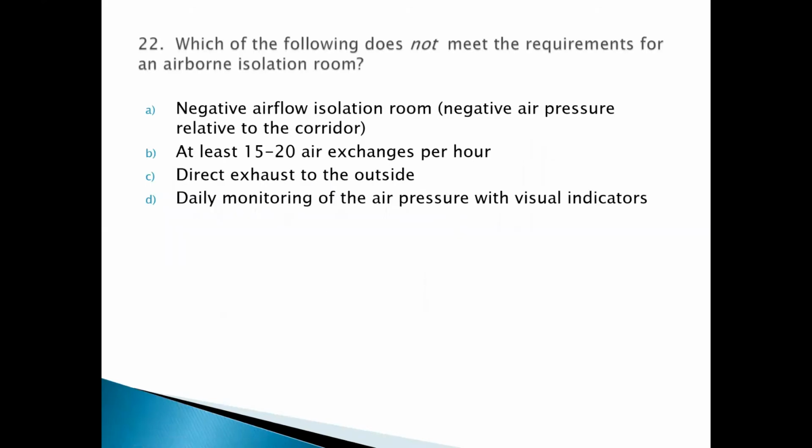Number 22. Which of the following does not meet the requirements for an airborne isolation room? Negative airflow isolation room, negative air pressure relative to the corridor, at least 15 to 20 air exchanges per hour, direct exhaust to the outside, or daily monitoring of air pressure with visual indicators.